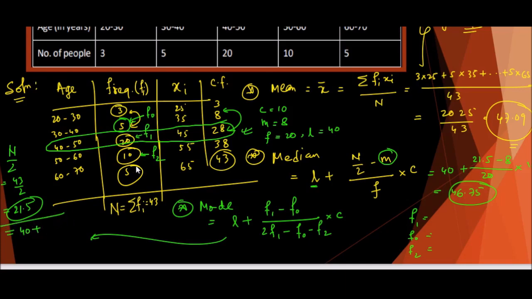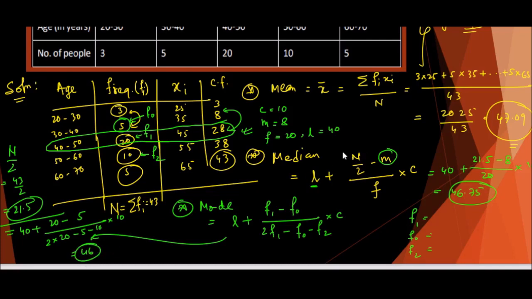40 plus F1. What is F1? 20, minus F0, what is F0? 5, divided by 2 times F1 20, minus F0 means 5, minus F2 means 10, 10 into C value. What is the length? Length is going to be 10. So calculate all this and finally your answer will be 46.